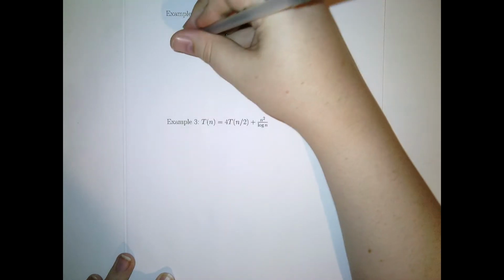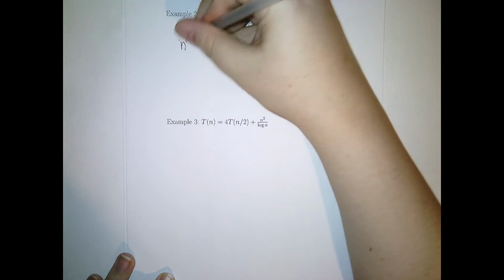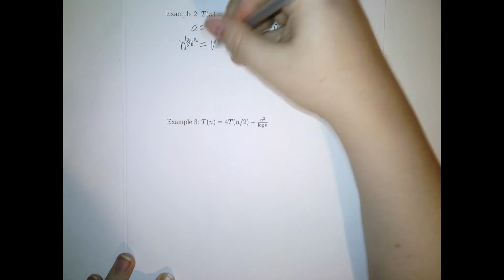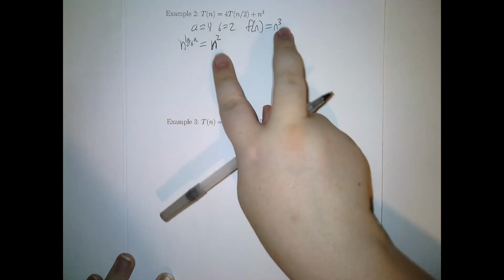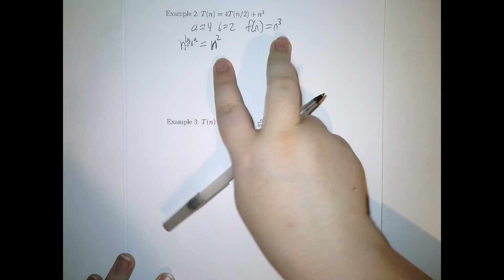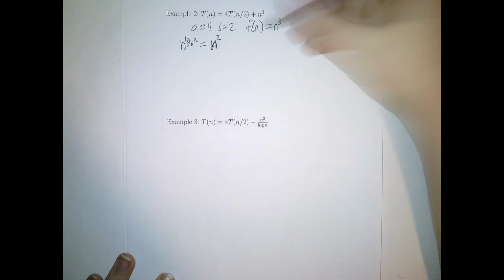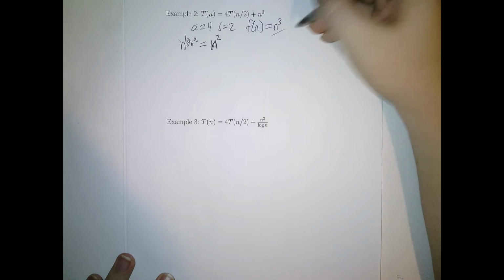So then example 2 here. We've got, again, a equal to 4, b equal to 2, but now our f of n is n cubed. Well, our n to the log base b of a is still n squared, from the logic from the previous page, right? That didn't change. But which of these is growing faster now? Well, it's actually the f of n, right? This guy is the faster growing of the two.